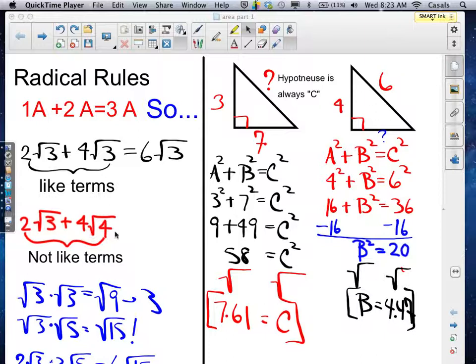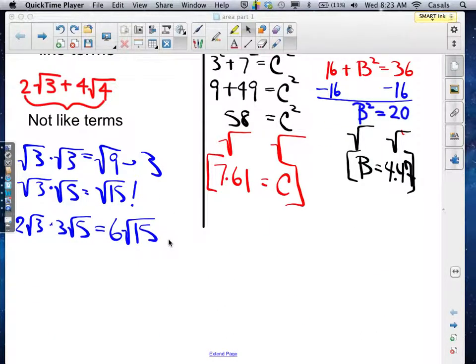Some other rules that you might remember from Algebra 1 is that you can multiply square roots. For example, the square root of 3 times the square root of 3 is the square root of 9. But you know that the square root of 9 is a perfect square, so that's equal to 3. Over here, I have the square root of 3 times the square root of 5, which is equal to the square root of 15. The square root of 15 is not a perfect square, so we leave it like this.